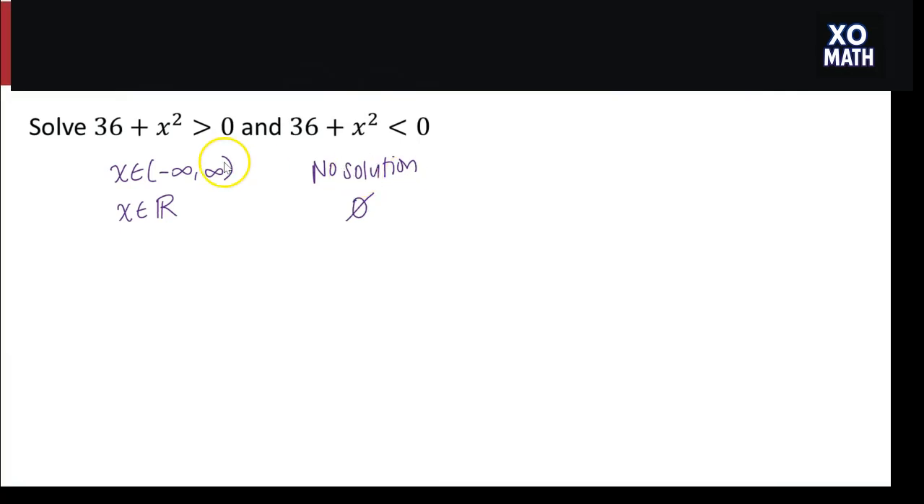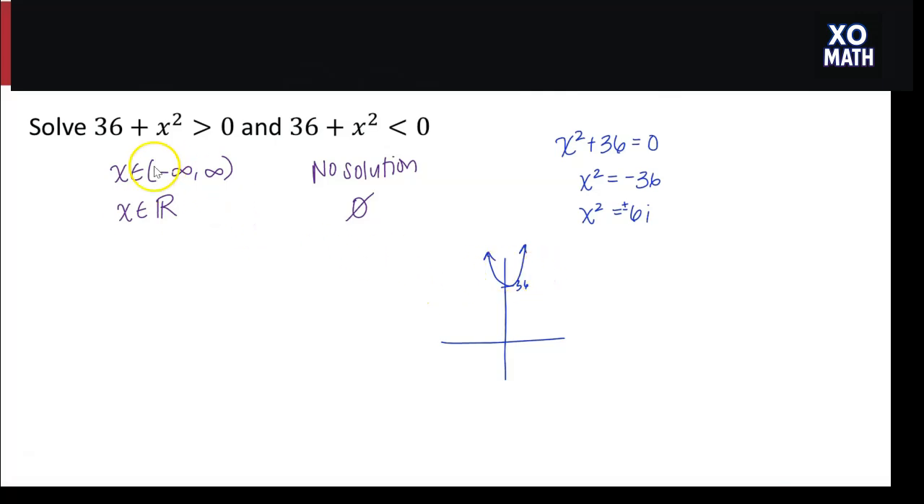If you didn't recognize that these could be solved using number sense, and you proceeded in a traditional manner where you try to set x squared plus 36 equal to 0, you would end up with x squared equals negative 36, and trying to take the square root of that would give you the imaginary numbers plus or minus 6i. And that's because if you think about the graph, this is a parabola shifted up 36 units. So this is always above the x-axis. That's why the answer is all real numbers here, or it's never below the x-axis, so the answer is no solution.